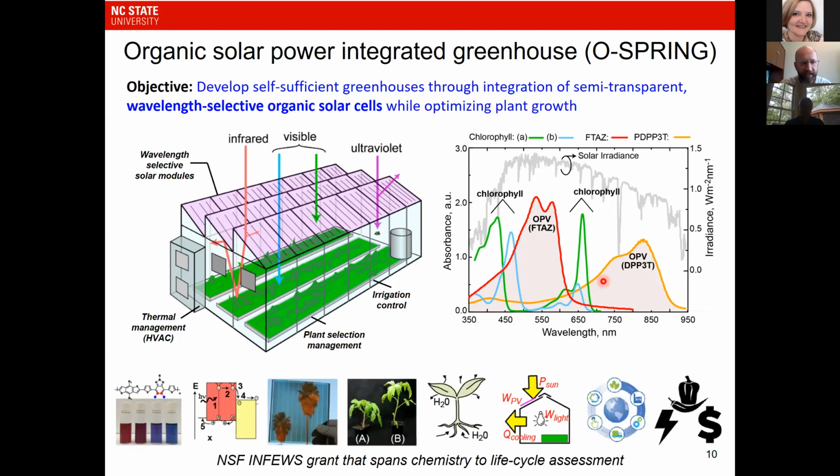And so this is actually a part of an NSF INFUSE grant that spans a whole range of topics, from the chemistry of the materials to the device fabrication. So here's a picture of a semi-transparent solar cell, to look at plant growth, look at the energy balance of the system, and all the way to economics. So I'm just going to touch on a couple of these topics in a couple minutes here.